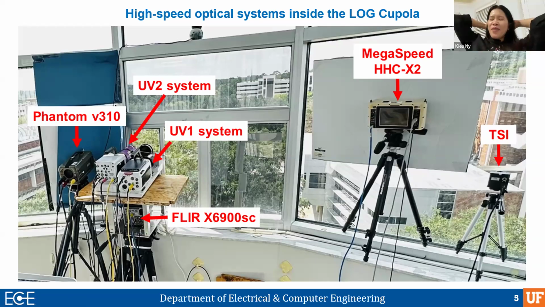Is it difficult to make this system, with the intensifier in front of the camera? Yeah, in the beginning it's really difficult. We put a lot of effort into coupling them and adjusting the focus, everything. It's very hard. And then after we got this UV system, we had a lot of experience already, and then it's easier for us to couple them together.